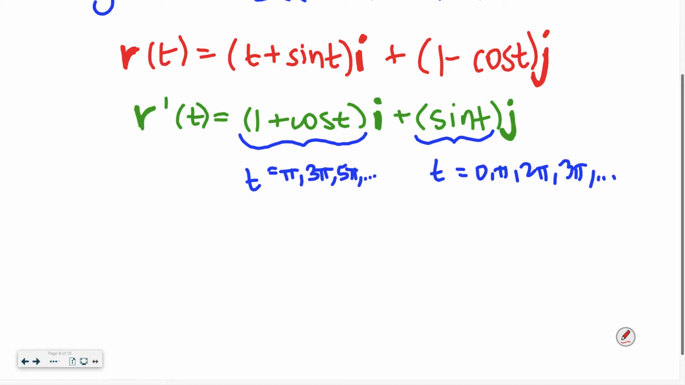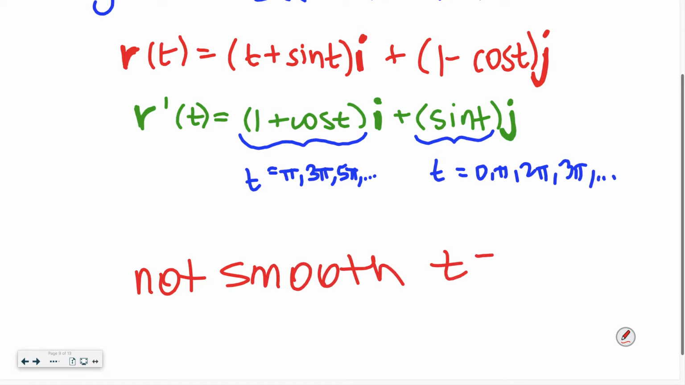Okay. So this curve is not smooth when t is pi plus 2 pi n, right? Because here we have all of those overlaps. Now, what's happening at 0 and 2 pi and 4 pi and every even pi?